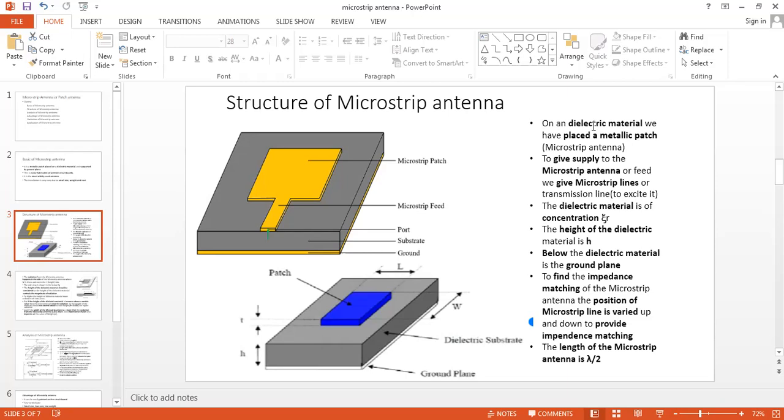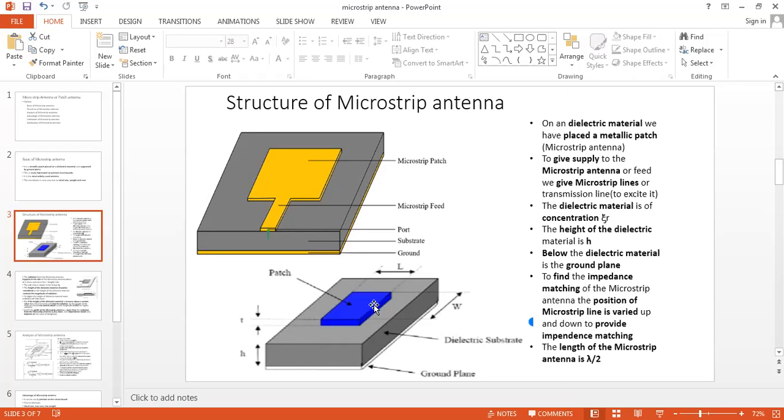On a dielectric material, we place a metal patch. The metal patch is also called a microstrip antenna. To give supply to the microstrip patch, we give microstrip lines. This is the microstrip feed line, the transmission line used to excite, that is, to feed electric current into the patch. The dielectric material has permittivity epsilon r. The height of the dielectric material is h, and below the dielectric material is the ground.